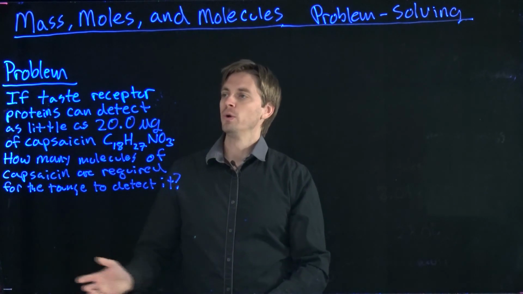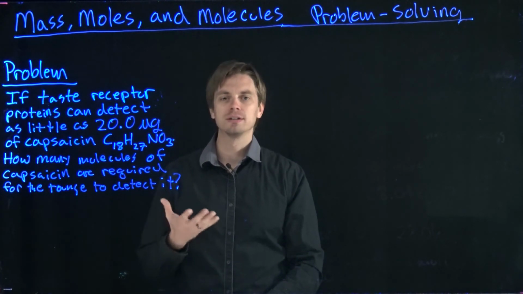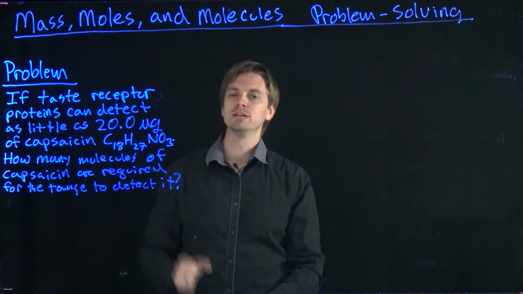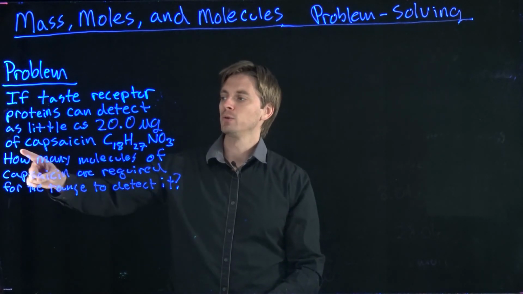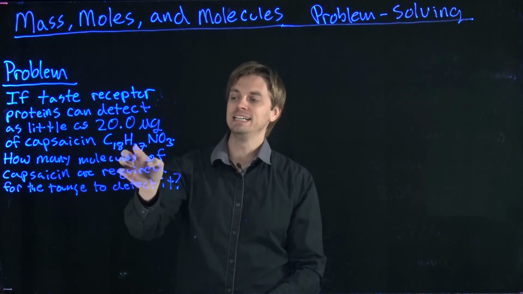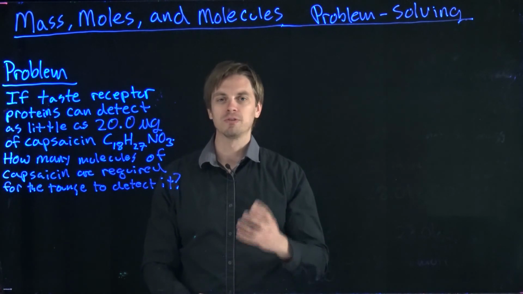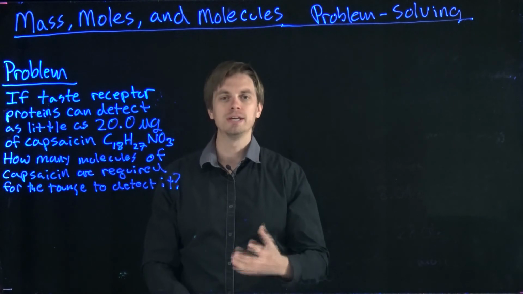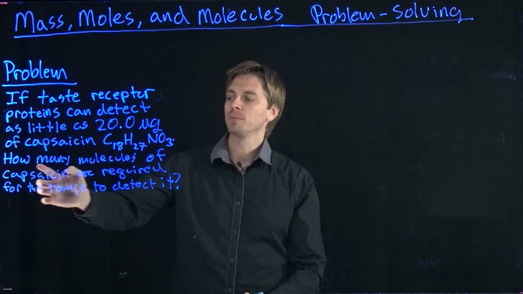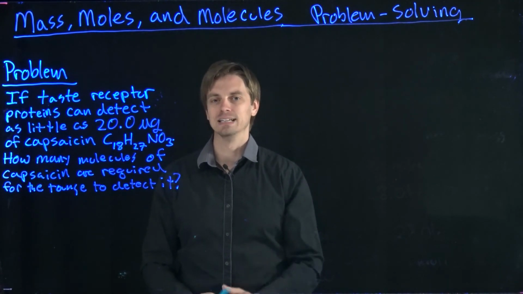In this problem, we are told that taste receptor proteins, the little proteins on your tongue that respond to the molecules that are in the food that you eat, can detect as little as 20.0 micrograms of a molecule called capsaicin. Capsaicin has the chemical formula C18H27NO3, and this molecule is responsible for the hot, spicy flavor of wasabi or hot peppers. And what we are asked to do here is to determine how many molecules of capsaicin are required for the tongue to detect this.